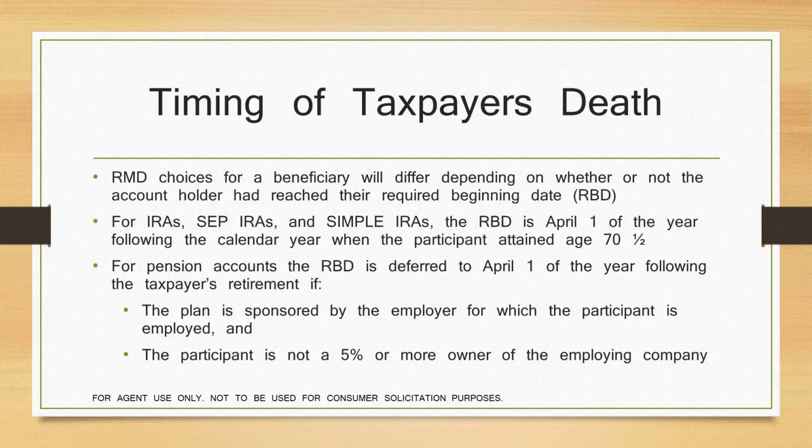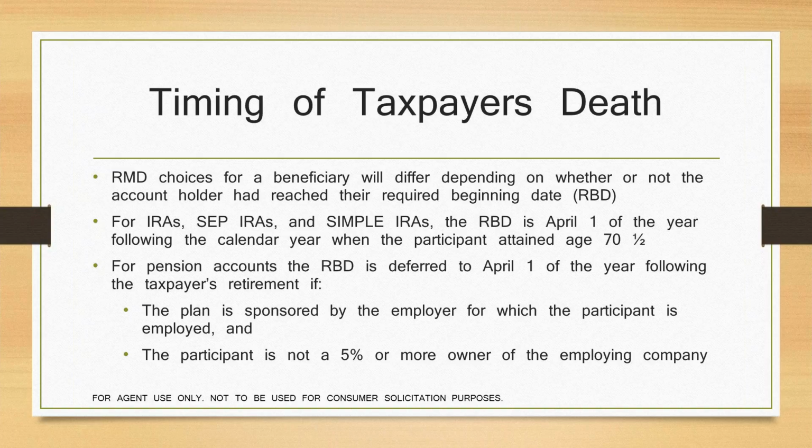original account owner. The first factor that I mentioned was that the RMD choices will differ depending on whether the decedent died before or after the required beginning date. The required beginning date for most accounts is April 1st of the year following the year in which the taxpayer turned 70 and a half. For certain other types of qualified accounts, it's the year in which the taxpayer actually retired from the employer sponsoring the plan, if the taxpayer worked after 70 and a half. And that would be for non-owner employees of a company.